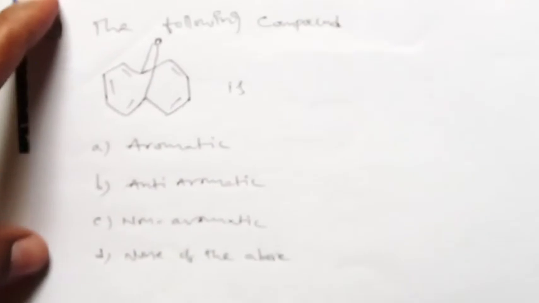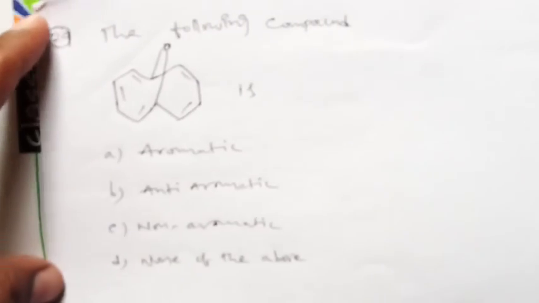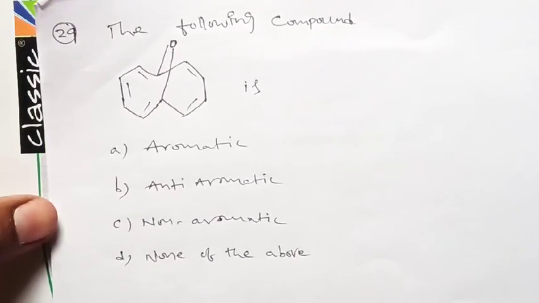Now look at the next question. This is also an important model. It is already very simple. You know what is aromatic and what is non-aromatic, and we can identify it very easily.